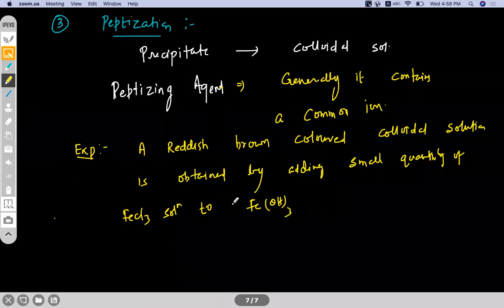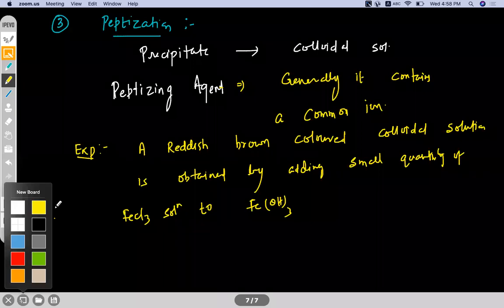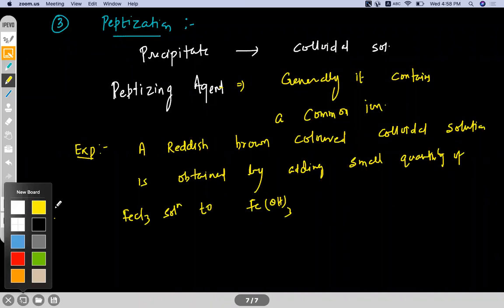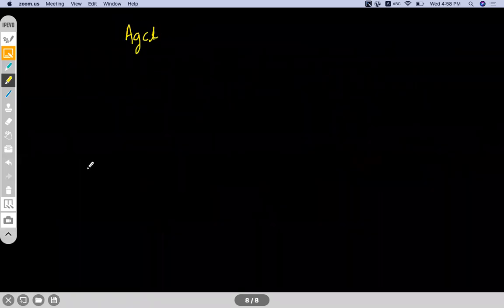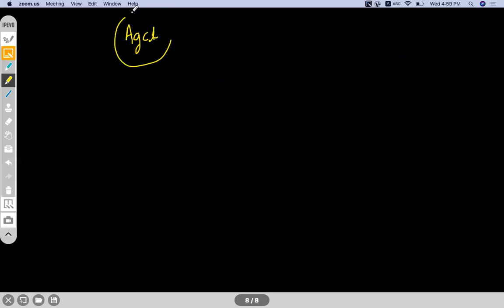So like I discussed last class, during peptization, what happens? First of all, you copy down this. I'll go to the next slide. Suppose we have a solution of AgCl. Basically, the precipitate we have is AgCl. Somehow the precipitate forms, and in this, if you add AgNO3, so what happens?